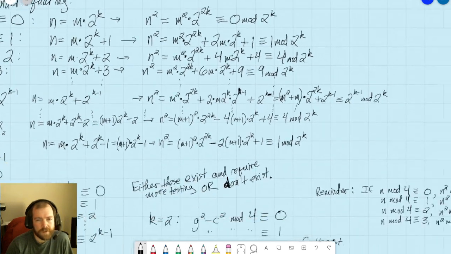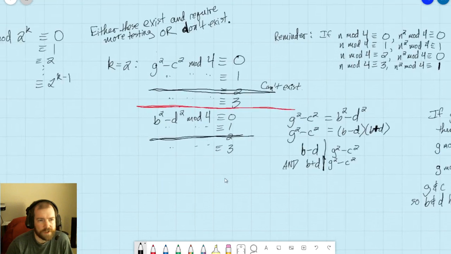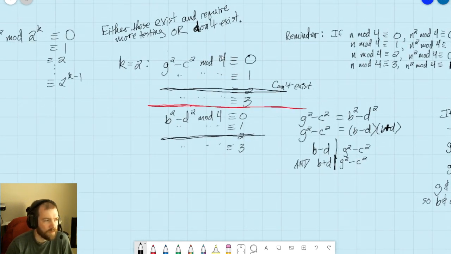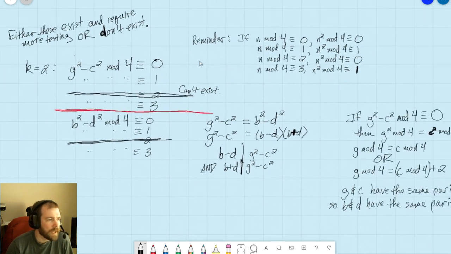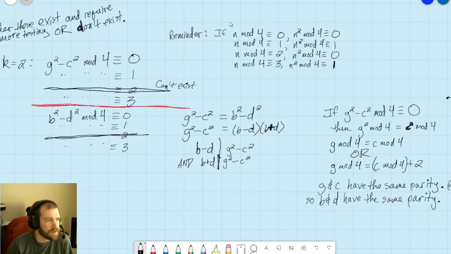My student had done a bunch of stuff in modulo 4, and said, okay, if we take g squared minus c squared, we're going to get these particular cases. So n mod 4 can be 0, 1, 2, or 3, depending on what number you have. And then if you square it, it turns out that you're only ever going to get 0 or 1 mod 4. That's it.